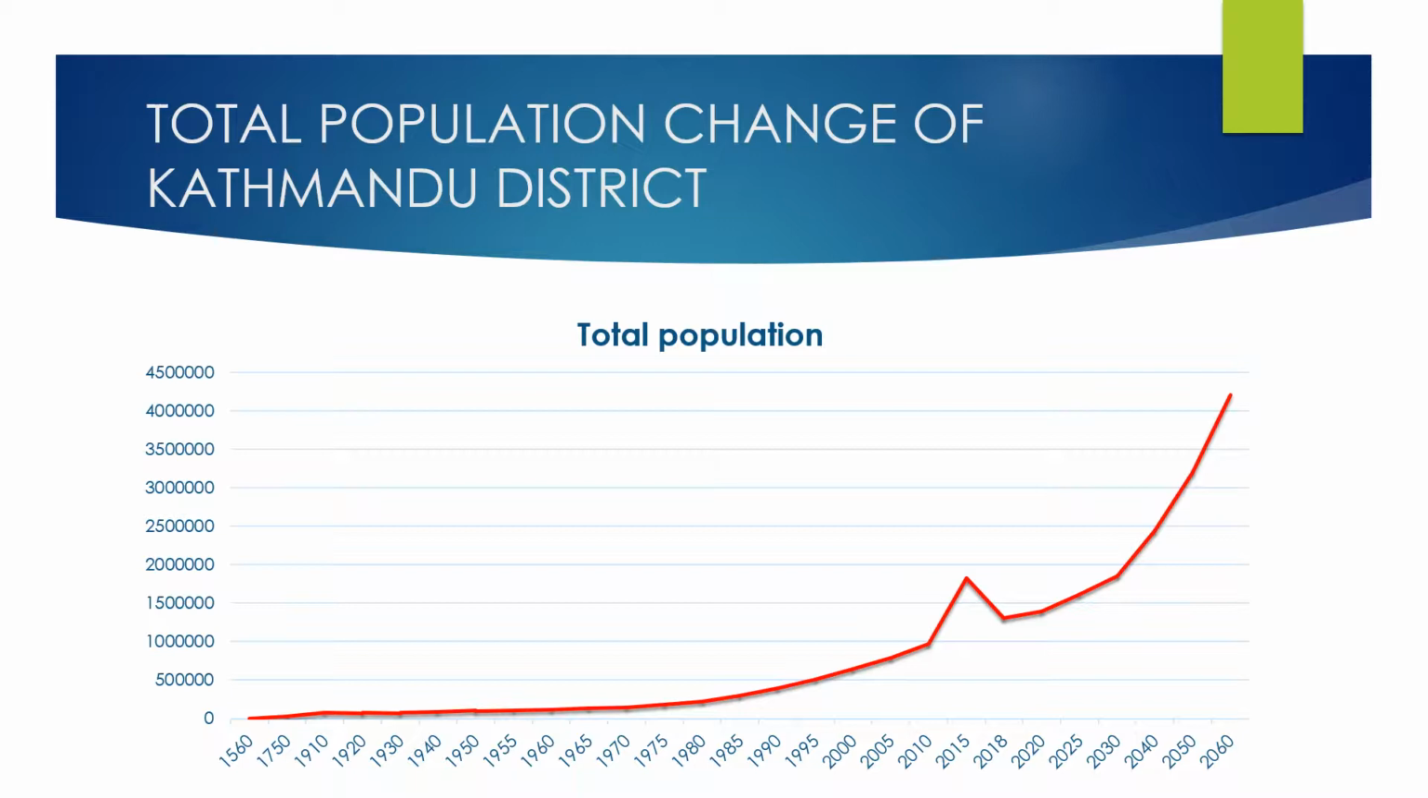So in the graph of total population change of Kathmandu district, we can see the red line increasing from 1560 to 2015 AD, whereas in 2018 it declines. So the main reason is due to the April 2015 Nepal earthquake, also known as the Gorkha earthquake, killed nearly 9,000 people and injured nearly 22,000 people, where 3.5 million people became homeless. Whereas the population of Kathmandu district is predicted to grow by 2060.